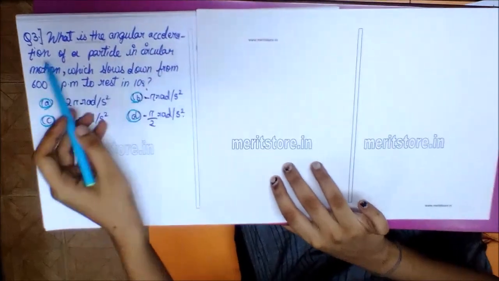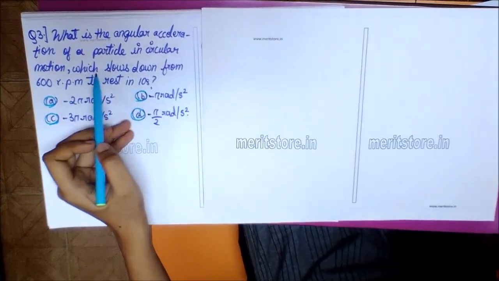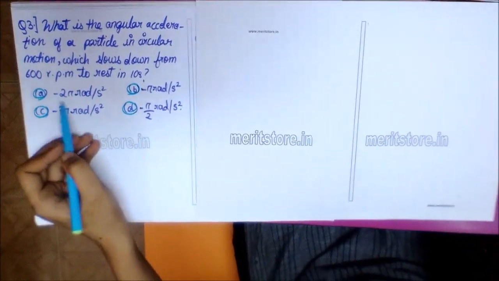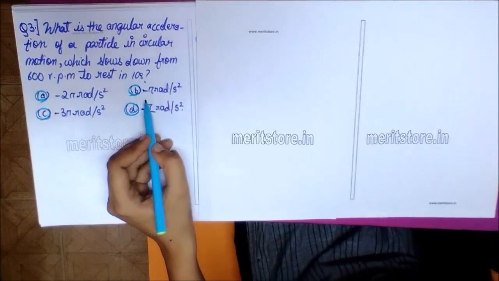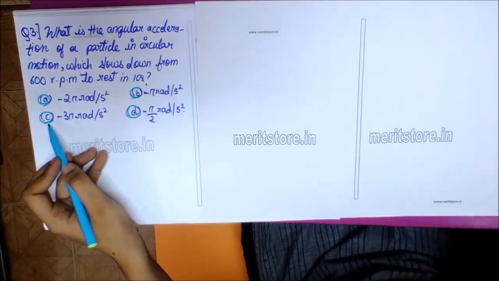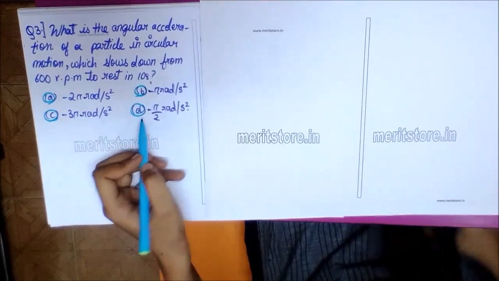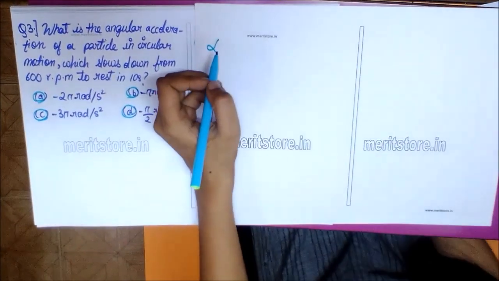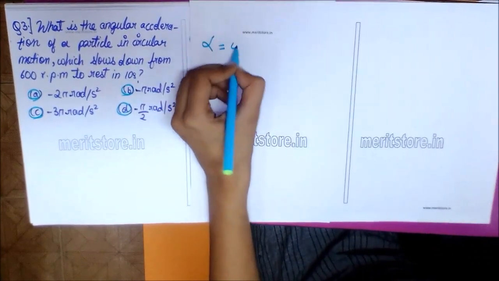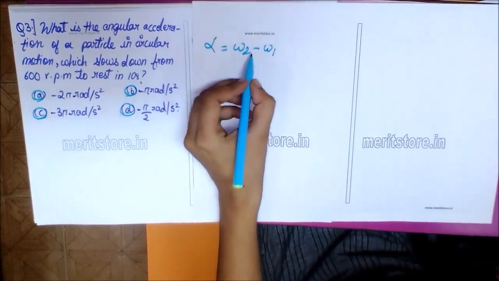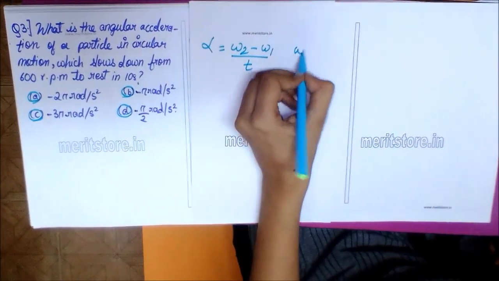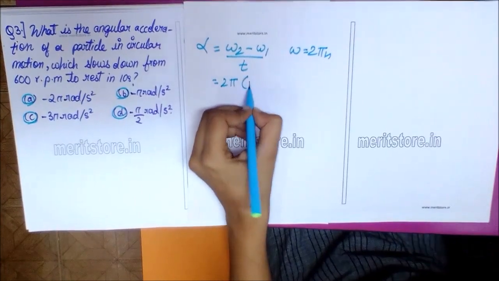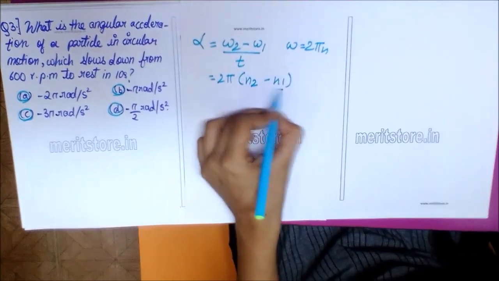What is the angular acceleration of a particle in circular motion which slows down from 600 rpm to rest in 10 seconds? A) minus 2 pi radians per second square, B) minus pi radians per second square, C) minus 3 pi radians per second square, D) minus pi by 2 radians per second square. Here I have to find out acceleration. Acceleration is given by omega 2 minus omega 1 by t, but we know that omega is 2 pi n, therefore we will write 2 pi times n2 minus n1 by t.